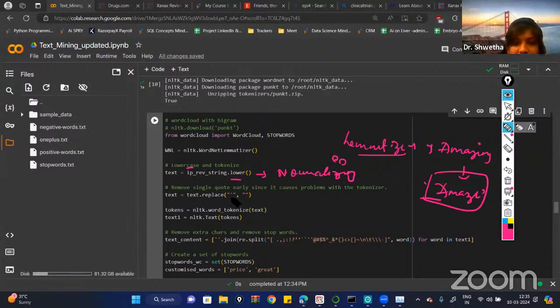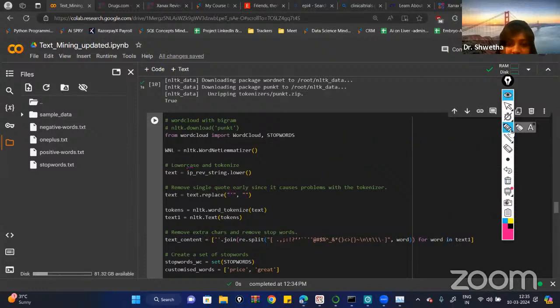Next, you are replacing this with the space. Okay. Because it will create problems with the tokenizer as tokenizer finds a delimiter to tokenize. Next, you can remove the extra characters and the stop words by using regular expressions, re.split, where you define all these characters, and if it finds any of them in the text, it is going to split.